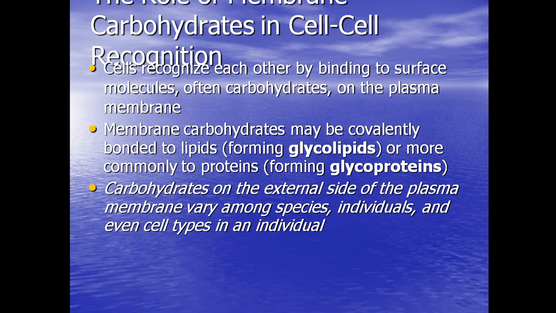Then another important function of the plasma membrane is cell to cell recognition. It should be able to recognize the neighboring cells as self, its own. Many times the cell fails to recognize the neighboring cell as a cell of the same body. In that case, it may lead to autoimmune disorders. So, how do the cells recognize each other? By binding to the surface molecules on the plasma membrane.